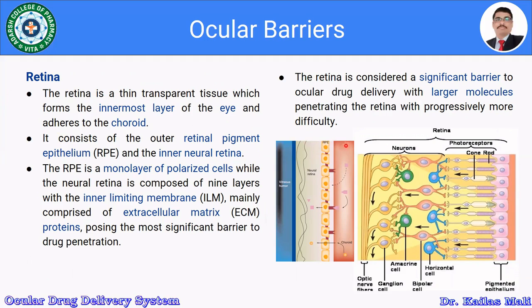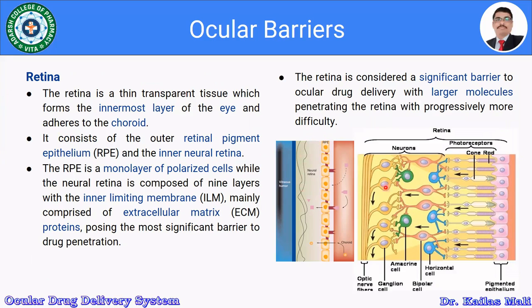Retina comprises the retinal pigment epithelium, RPE, and the neural retina, right? And furthermore, the choroid and sclera are present. So the retina is a thin transparent tissue which forms the innermost layer of the eye and which adheres to the choroid. It consists of outer retinal pigment epithelium, that is the RPE, and inner neural retina.